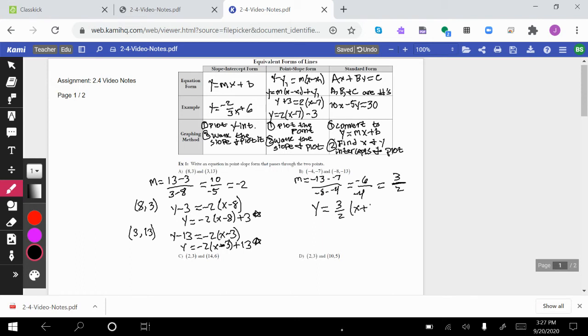Either x plus 4, right? Because that comes from x1, which is negative 4, minus 7, right? For that y1. Or if we use our other points, we get y equals 3 over 2 x plus 13, because that's our second y value, minus 8, because that's our second x value.